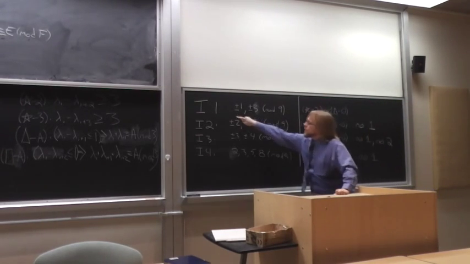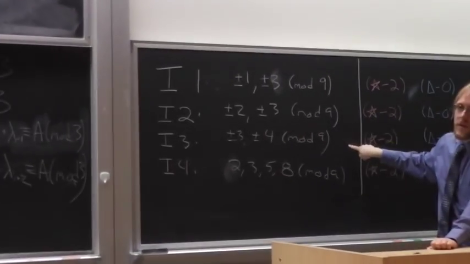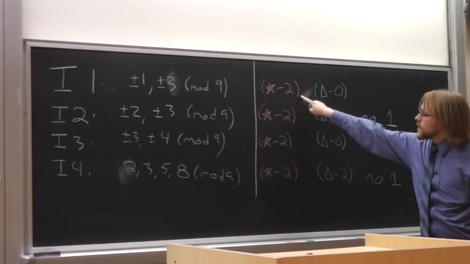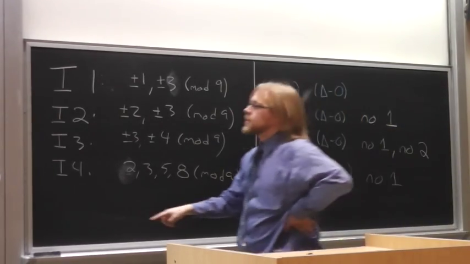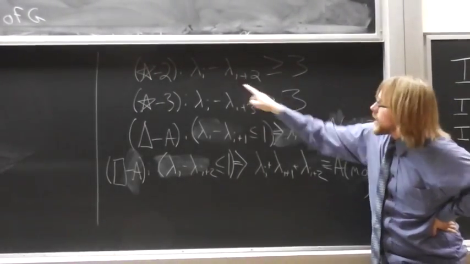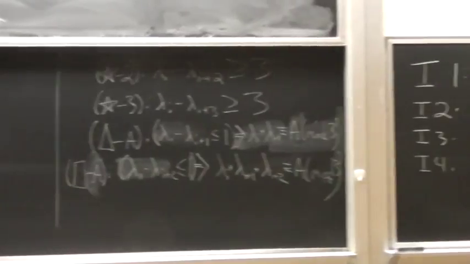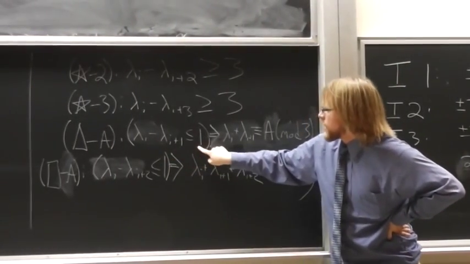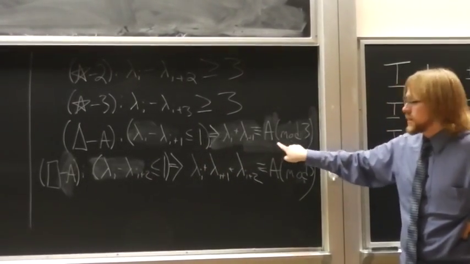So I1, I2, and I3 all kind of go together. They're all symmetric, mod 9 identities. And then the sum sides here are going to be star 2, so that's difference 3 at distance 2. And then triangle 0, which is if adjacent parts are within one of each other, their sum must be 0 mod 3.